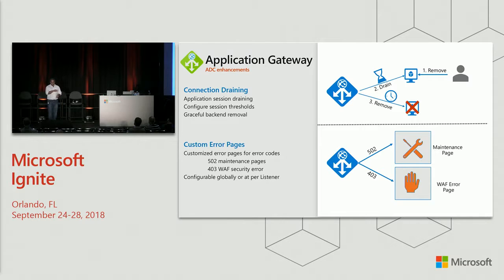We will not accept any new connections, but if an old client comes with an existing persistence cookie, then we will honor it, and we will still send it to the backend pool which is being drained. So that is the only case where a new connection would be sent. And once the configurable timeout has been reached, at that point, it would stop sending any new connections or persistent connections and remove it from the backend pool.